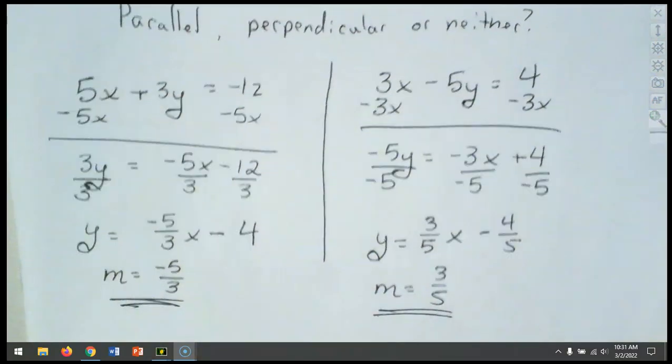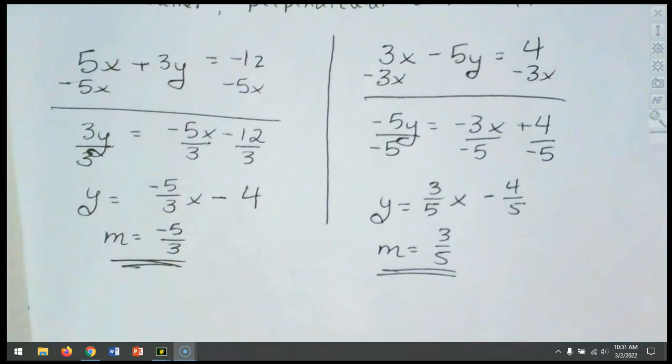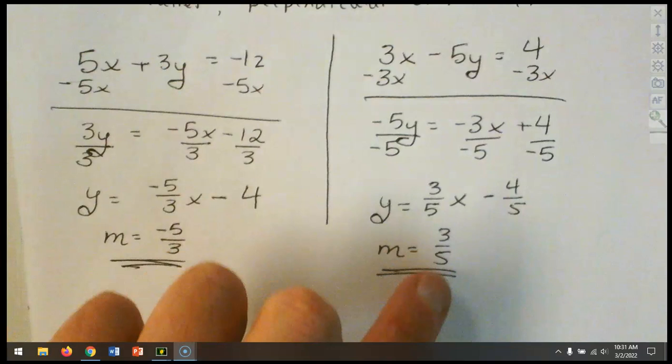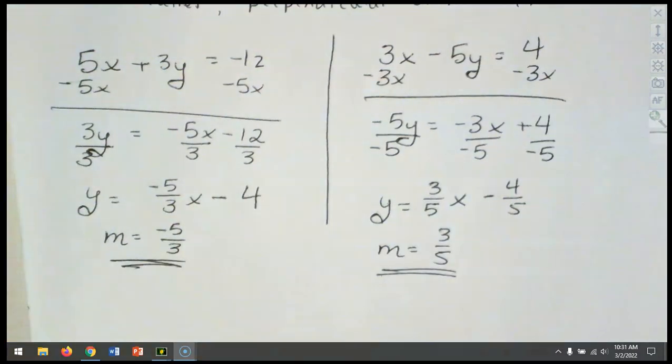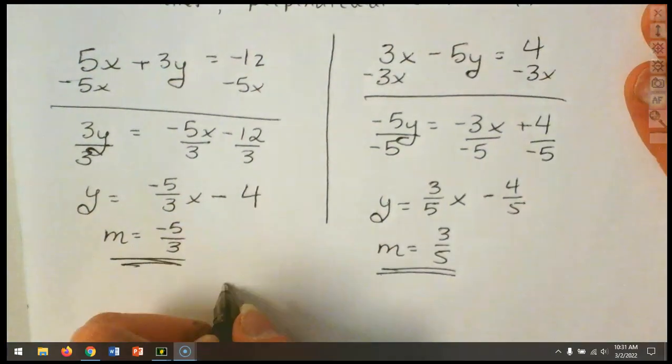So what do we know about these? Parallel, perpendicular, or neither? Which one would they be? These would be perpendicular. Why? Is one positive, one of them negative? Yes. If I flip one fraction over, do I get the other fraction? Yes. Right? So if I flip this one over, then I get that 3/5. So these then would be perpendicular.